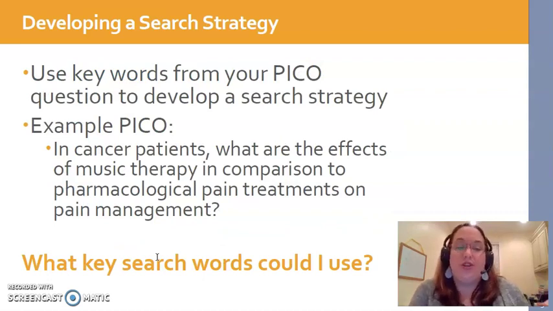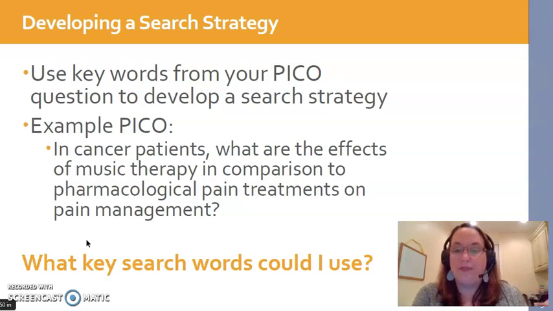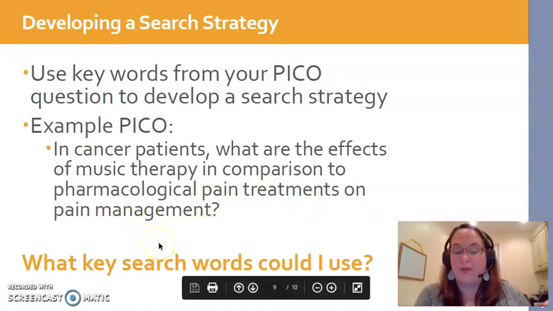So what you're wanting to do, you've already developed your PICO or PO question. So now you have to take that question and try to brainstorm what kind of keywords you could use to do your search. So I put an example PICO question here. In cancer patients, what are the effects of music therapy in comparison to pharmacologic pain treatment on pain management? So I can see my patients are cancer patients, my population. My intervention is music therapy, comparison pharmacologic treatments, and my outcome is pain management.